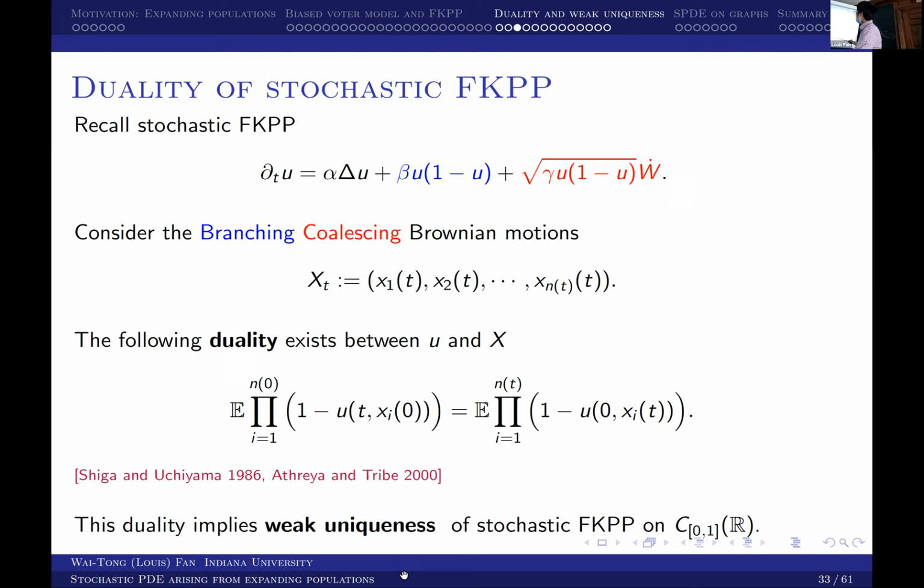And actually using this, we can obtain the probability of extinction, the beautiful formula before.